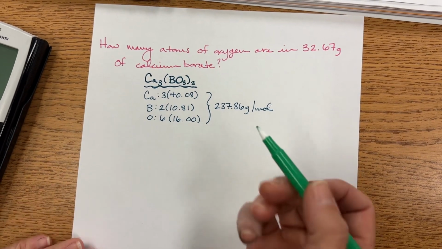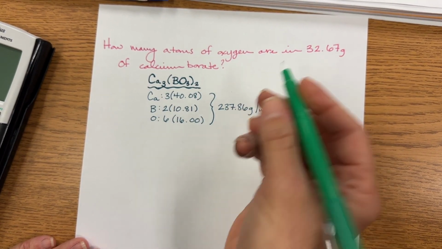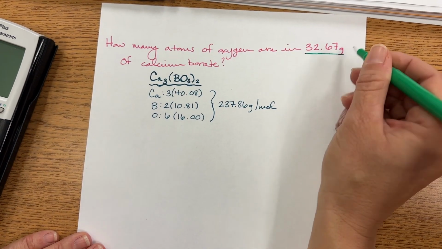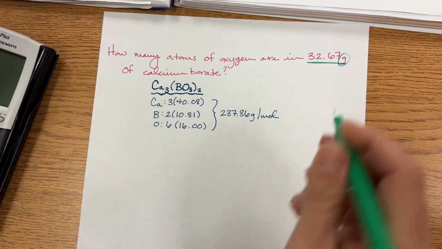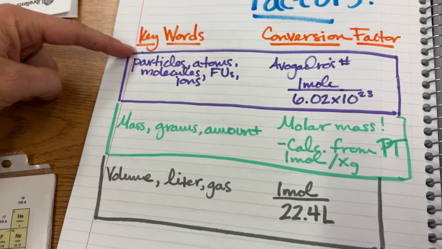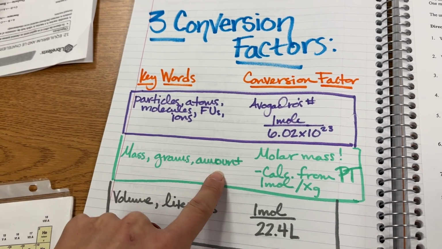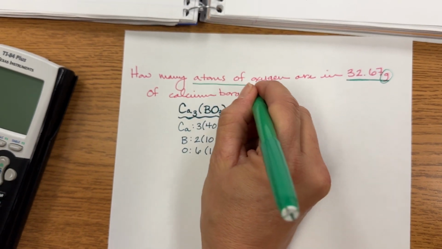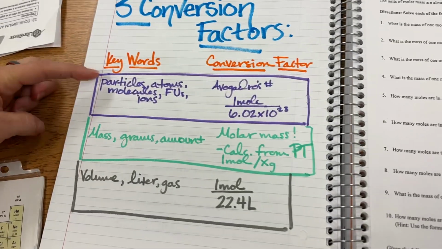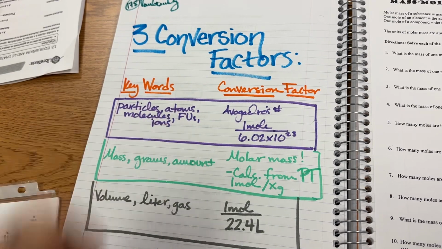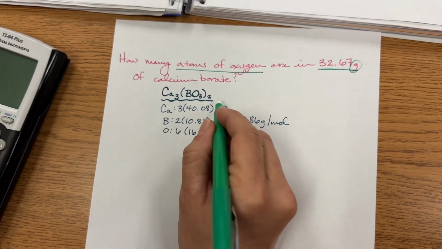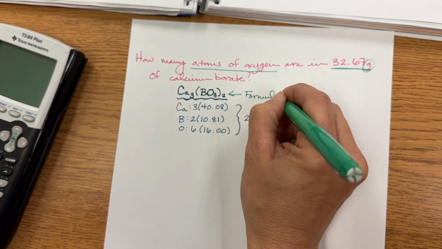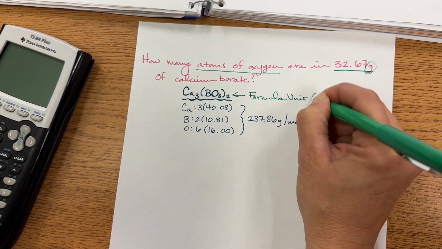Okay, so now from here, this is my molar mass. Okay, let's map out my problem. This is my given. I have 32.67 grams, and the reason I calculated molar mass is because I saw this keyword. Again, in your notebooks, page 178, those keywords, when you see mass, grams, or amount, you're calculating molar mass, okay? And then it says atoms of oxygen. So again, keywords: particles, atoms, molecules, formula units, and ions. Now remember I said this is ionic, so this is a formula unit. Remember, FU for short.